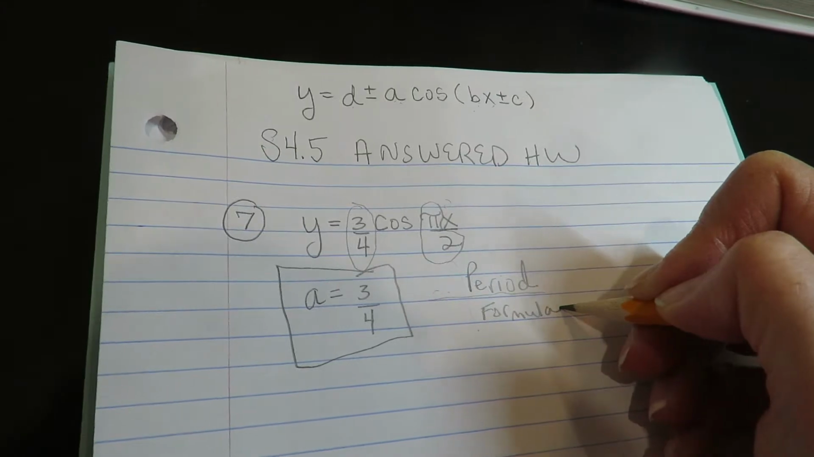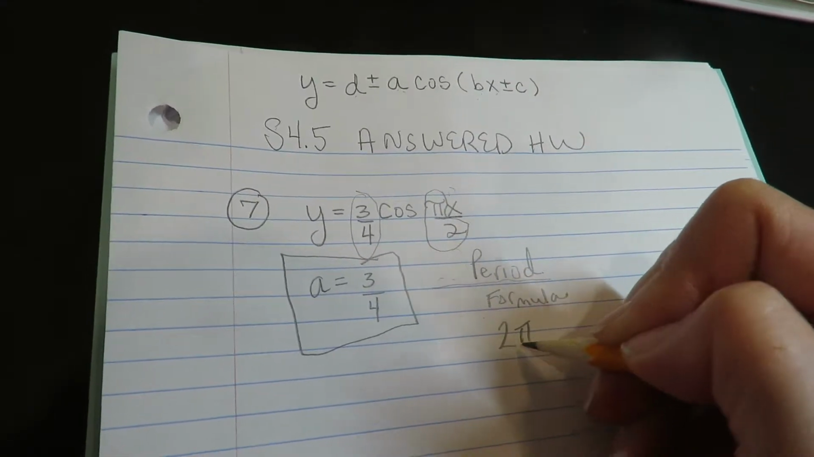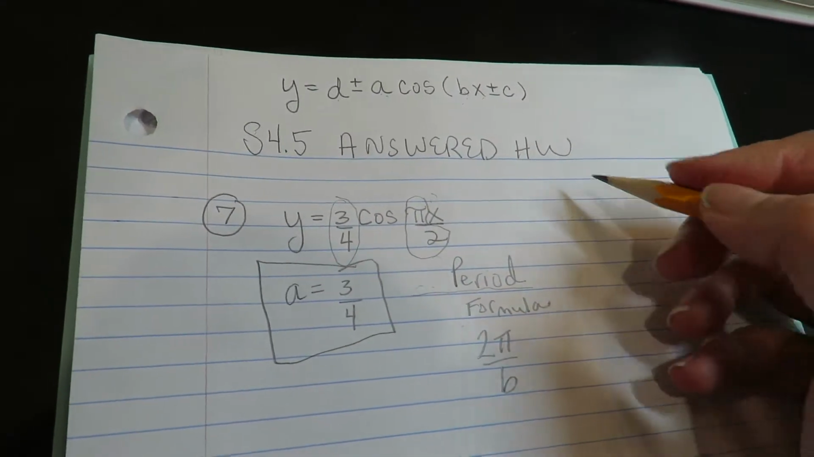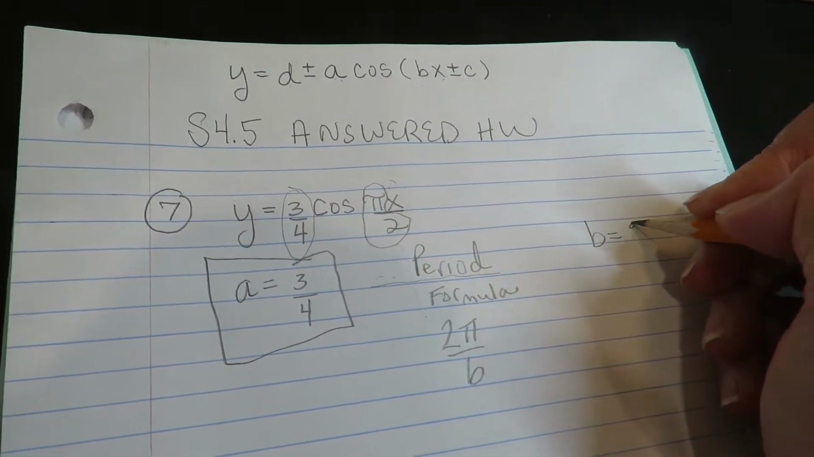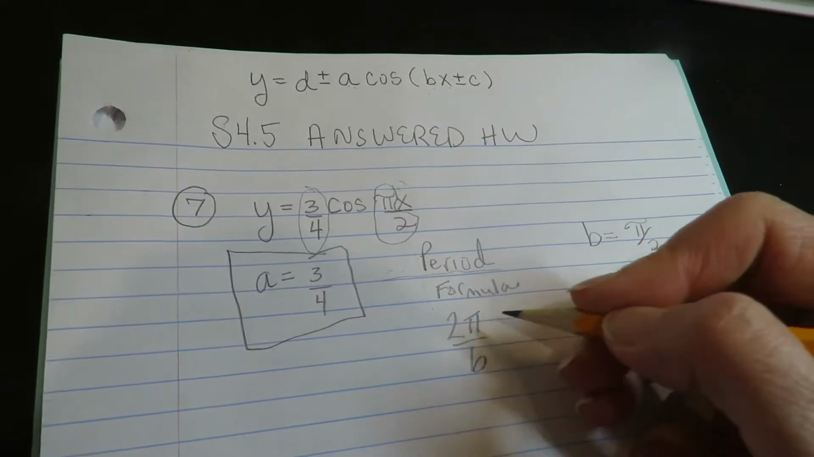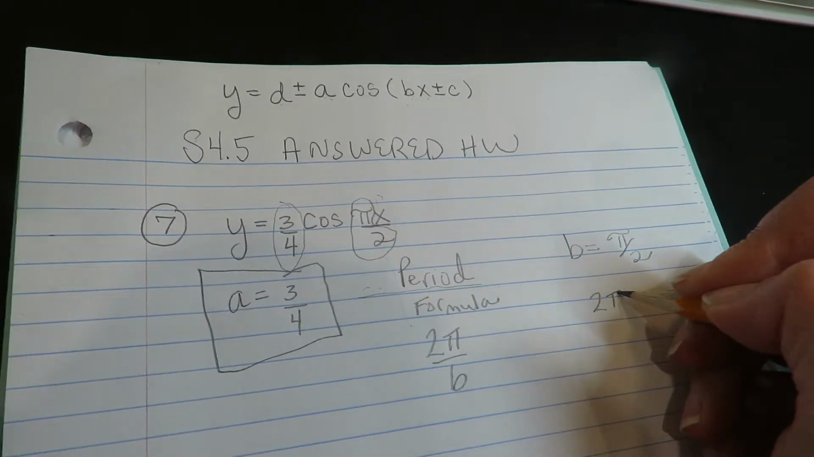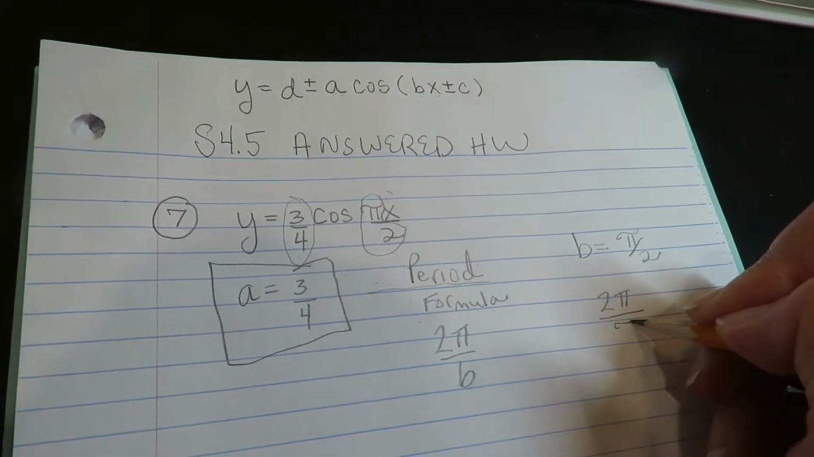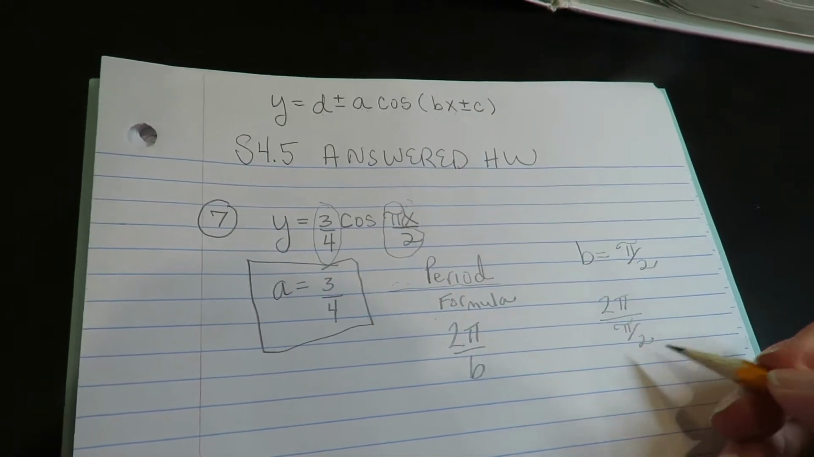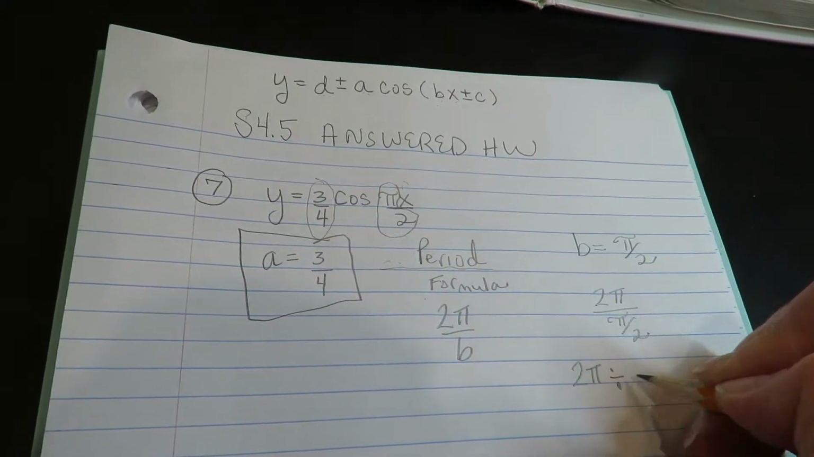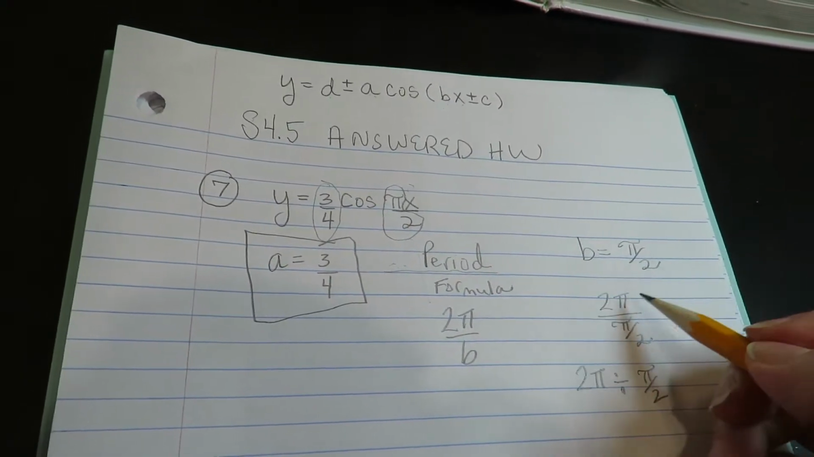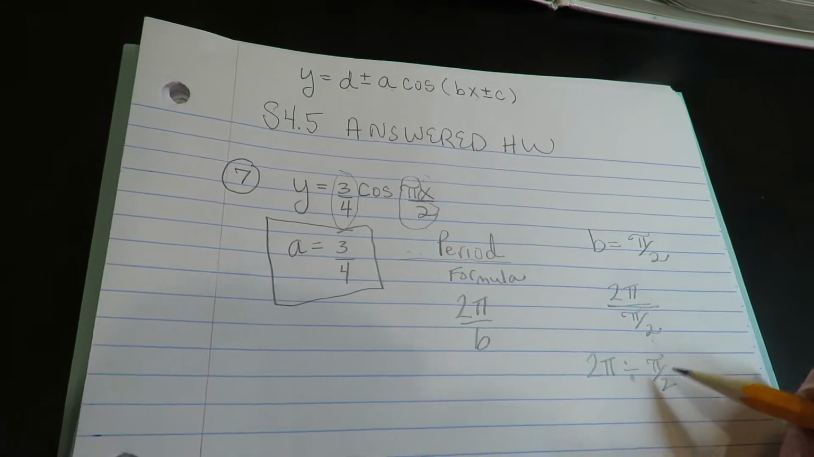for cosine is 2 pi over b. So the b value in this case is pi over 2. I'm going to plug it into the formula, so I'm going to do 2 pi divided by pi over 2. I'm going to write it out the long way because that's usually easier for students. 2 pi divided by pi over 2, right? This means 2 pi divided by pi over 2.